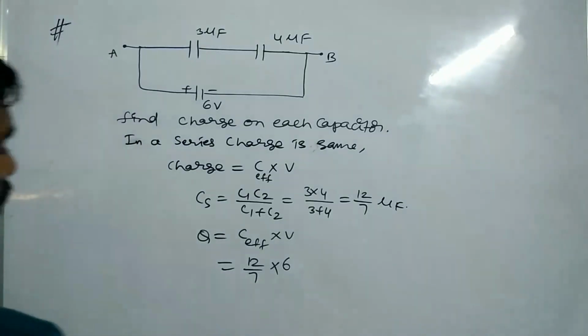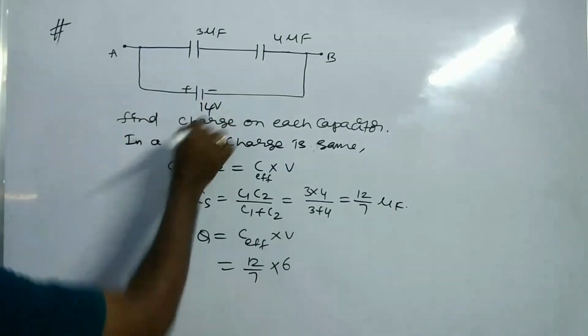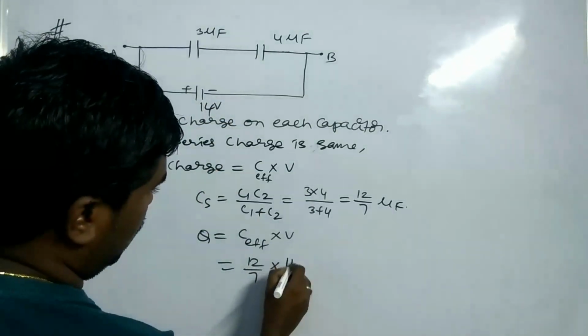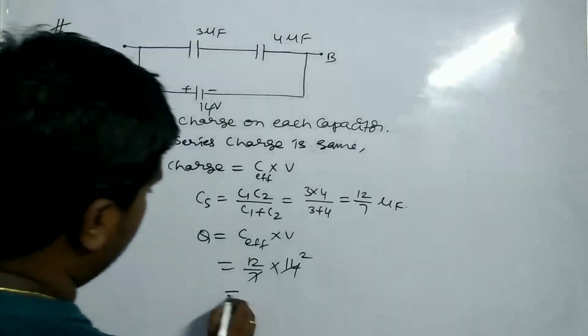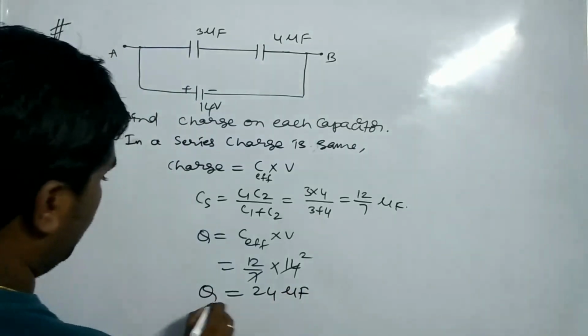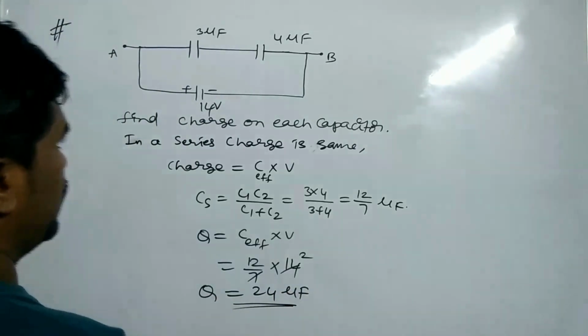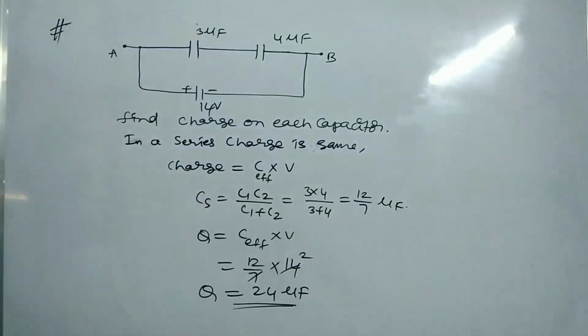So now we can write that. 7 2s are 14, and 12 2s are 24. So the charge on each capacitor is equal to 24 microcoulomb.